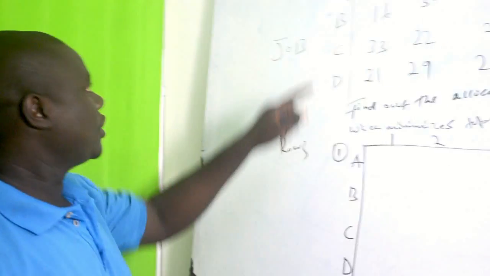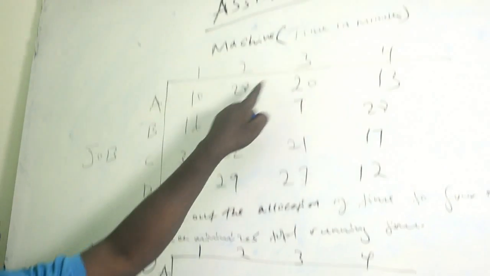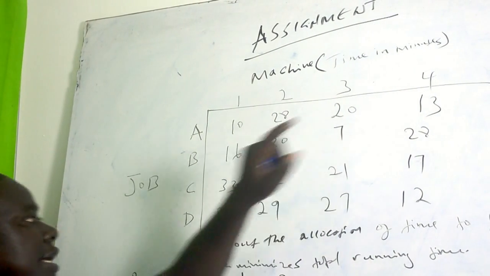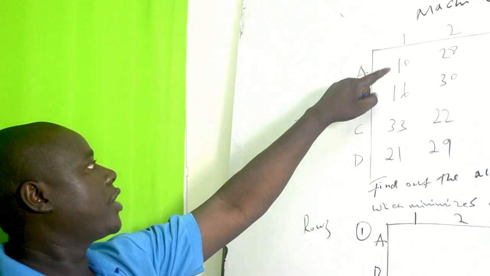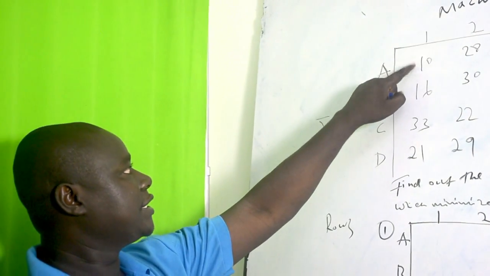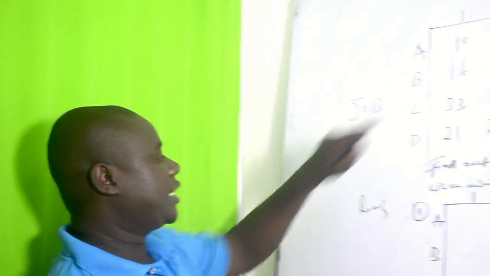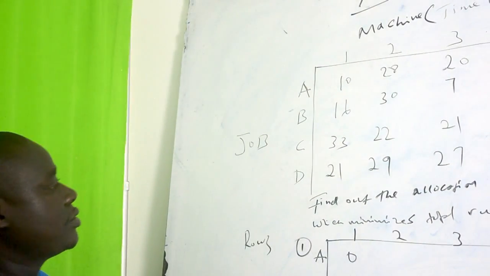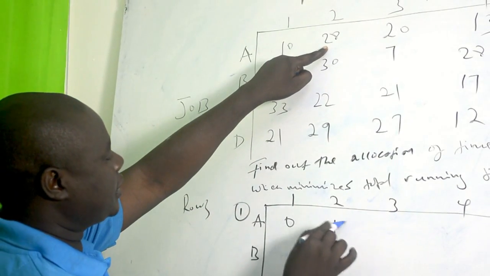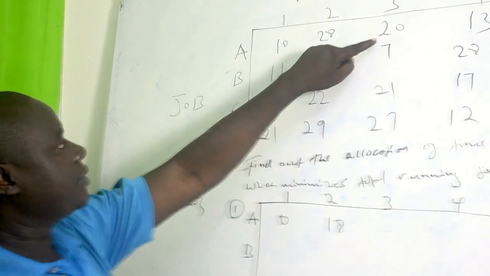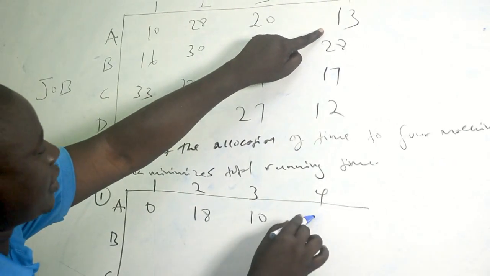So if you start with row 1, we have 10, 20, 28, 20, 13. The smallest number is 10. Now, we are going to subtract 10 from all those numbers. 10 minus 10, we are going to get 0. 28 minus 10, we are going to get 18. 20 minus 10, you are going to get 10. 13 minus 10, you are going to get 3.